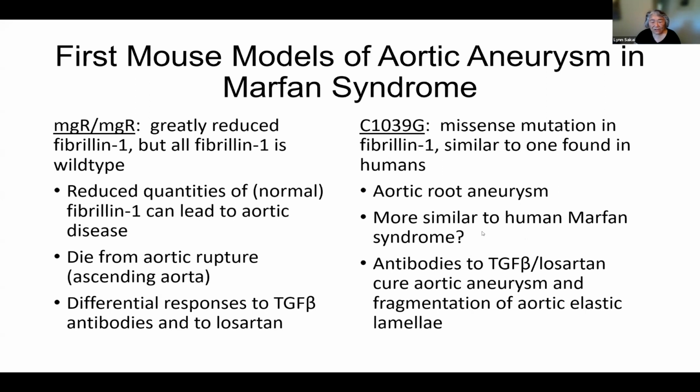And in those early years, we used to debate whether or not there was superiority of one mouse over another. I would like to say that today, those kinds of debates miss the point. But let me continue. So it was in this mouse that antibodies to TGF-beta or losartan cured aortic aneurysm and a variety of other phenotypes, including fragmentation of the aortic elastic lamellae. Later, when the Ramirez lab looked at MGR with neutralizing antibodies to TGF-beta and with losartan, they found differential responses to both TGF-beta antibodies and to losartan.